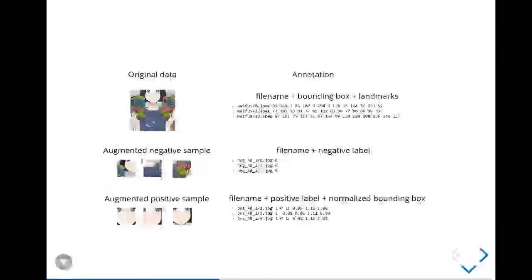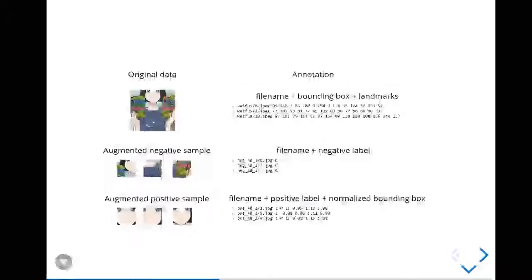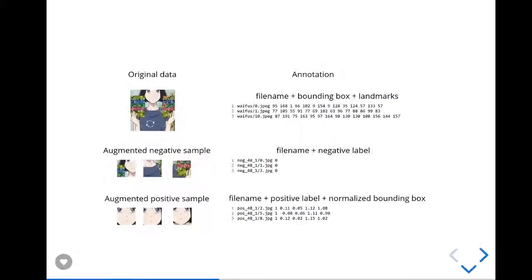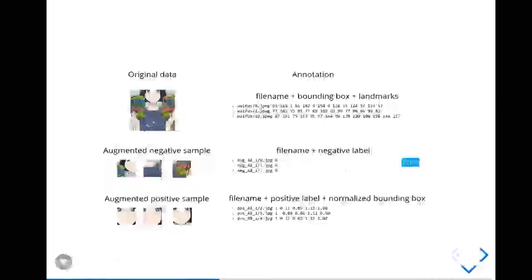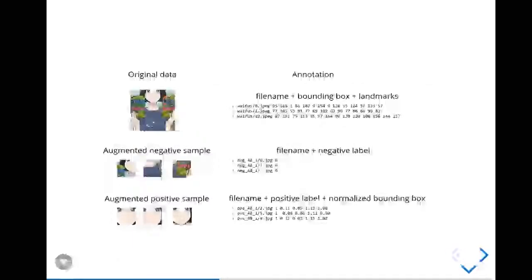And we do augmentation on these images, like rotating and scaling. If the data is 70% similar to the original data, we label it as a positive label, and if not, we label it as negative label 0. And with these positive labels and normalized bounding boxes, we do our training.